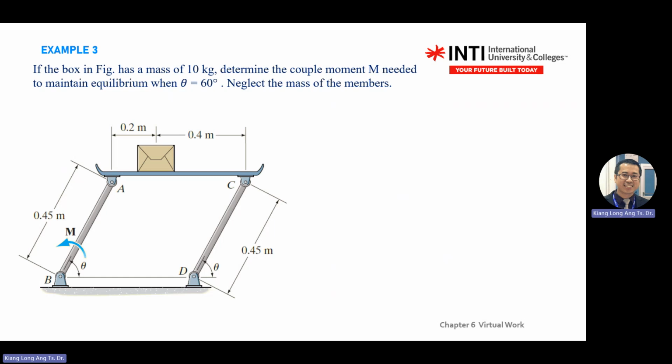You only need to focus on work, meaning finding the small changes of distance. Ignore the mass of the member, so no W for the arm. So can you draw the free body diagram? He asks you to find what? Coupled moment needed, M. This one. He asks you to find M.